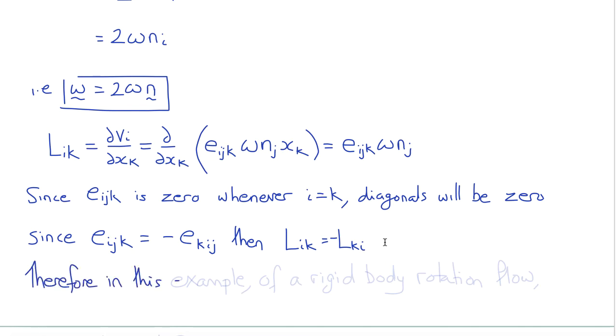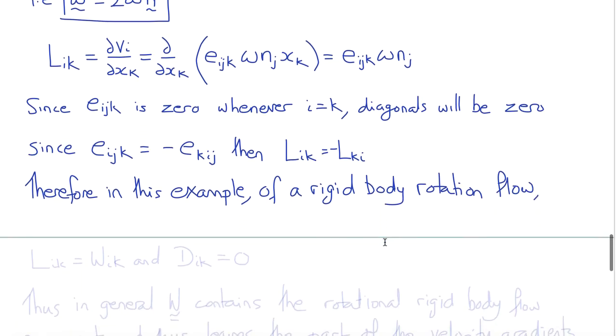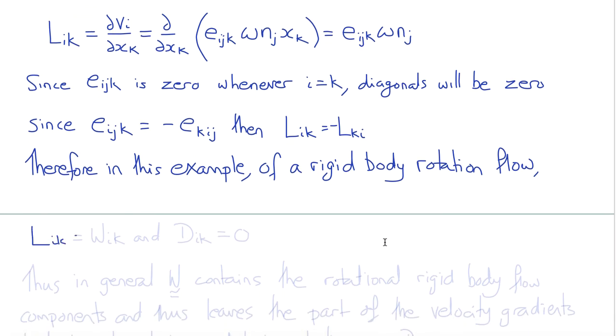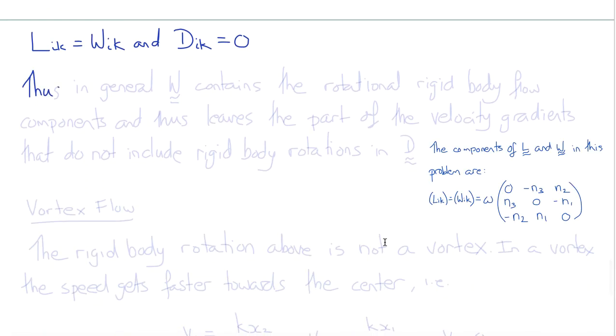what we've seen here is that the velocity gradient tensor is in fact a skew symmetric tensor, which means that in this example of a rigid body rotation, the velocity gradient tensor is the spin tensor W, and the rate of deformation tensor is equal to 0. So this is informative because it tells us that in general, if the flow contains a rigid body rotation, then that will appear in W.